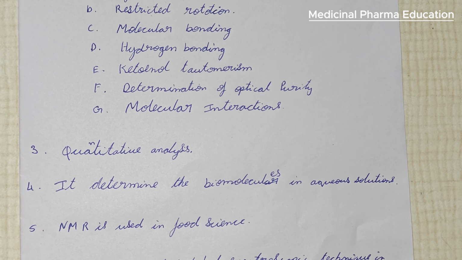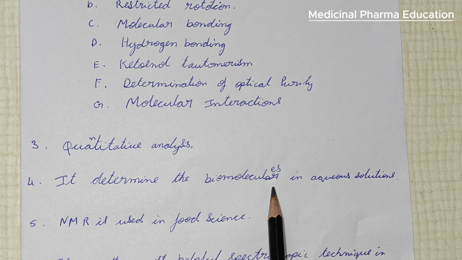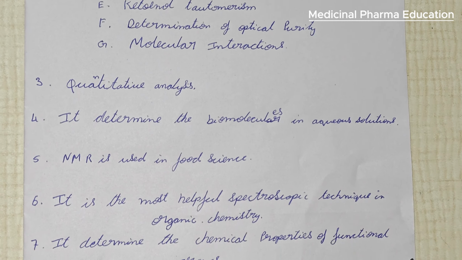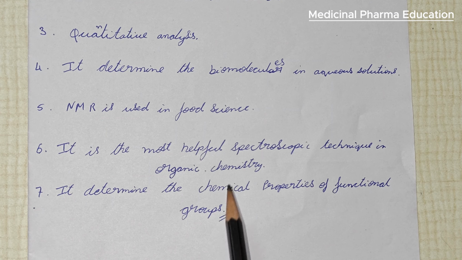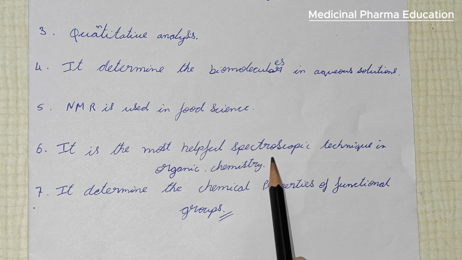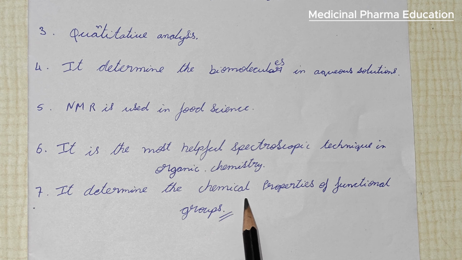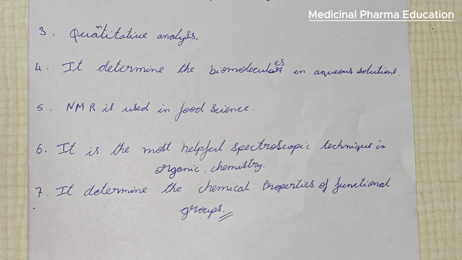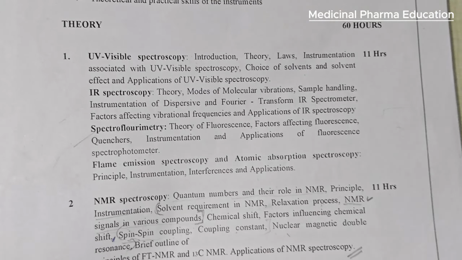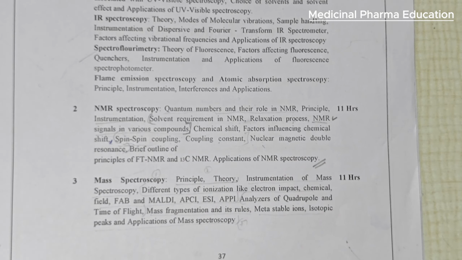Quantitative analysis, it determines the biomolecules in aqueous solutions. NMR is used for food science, and it is helpful as a spectroscopic technique in organic chemistry. In organic chemistry, it determines the chemical properties of functional groups. These are many applications. By this you will complete 2 units, UV spectroscopy, the first unit and the second unit. In the next class we will start with mass spectroscopy.